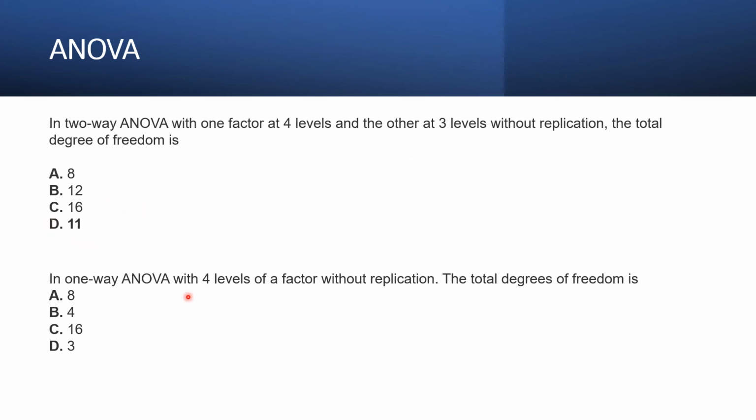Another question. In one-way ANOVA with 4 levels of a factor without replication. That means 4 levels of a factor without any replication. The total number of experiments is 4 only. The total degree of freedom will be 4 minus 1, which is 3.